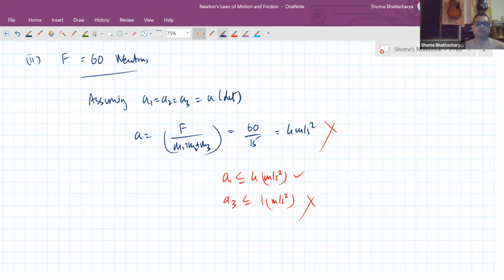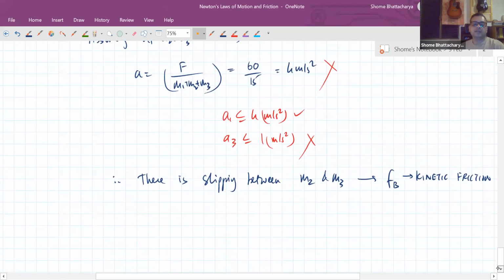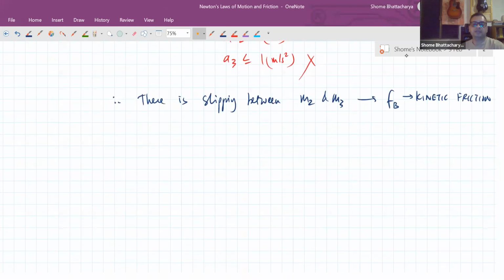So first of all, we will understand that therefore there is slipping between M2 and M3. That is, this friction will be a kinetic friction. So now, given that we are sure of that, let's find out what's happening between M1 and M2.